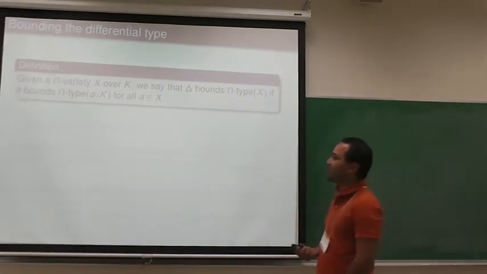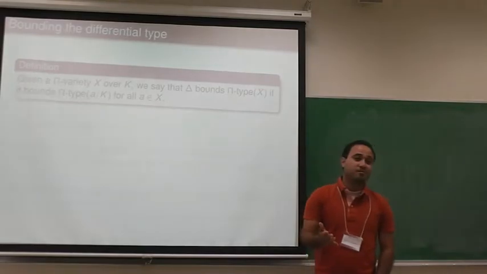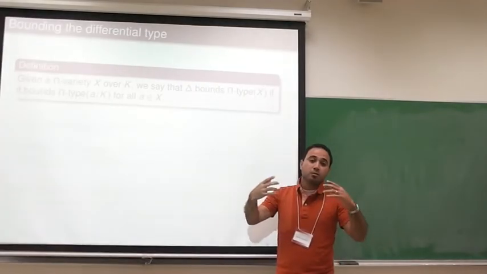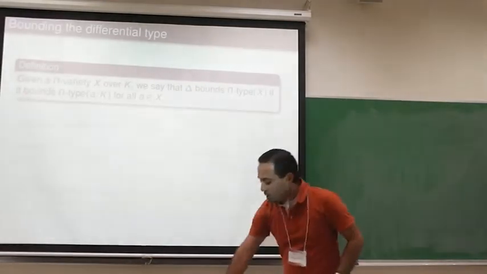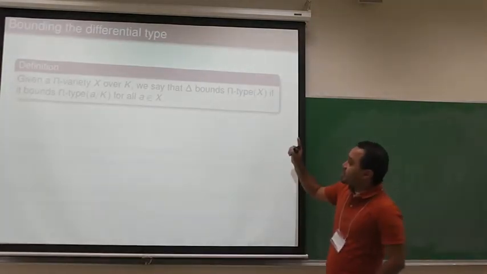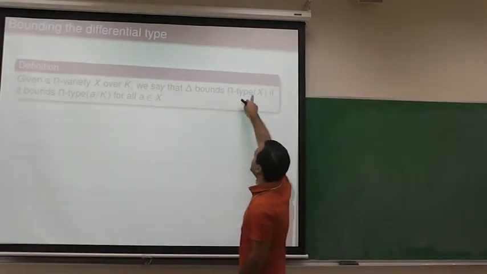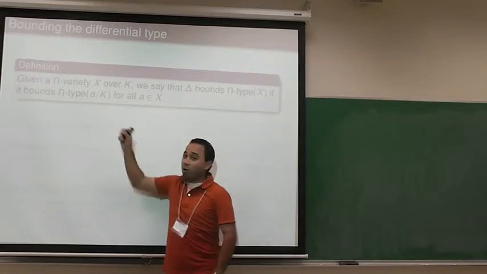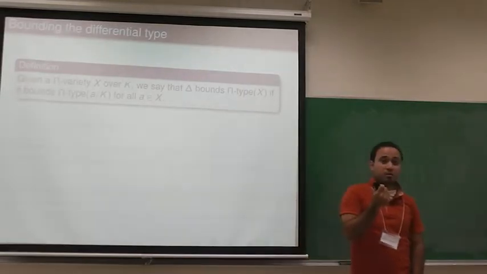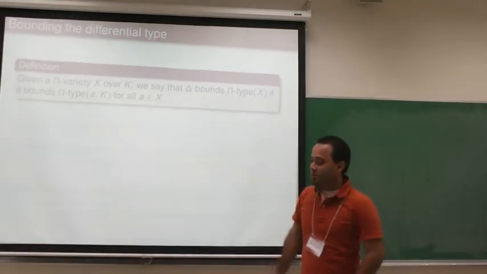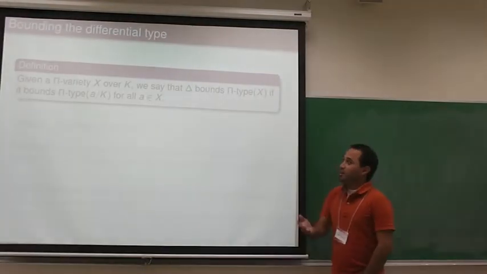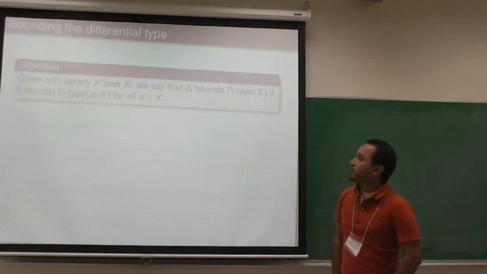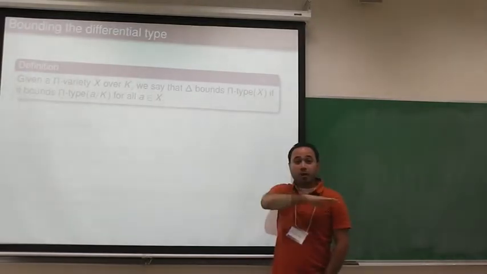Okay, so this was about tuples. But what if I take a differential variety? Again, remember, a differential variety for me is just taking some system of differential equations and looking at the solutions in some differential field. That's all I'm thinking about. Now, I'm going to say that this delta bounds the differential type of the differential variety if it bounds the differential type of each element in the variety. You have to go through all the points in the variety, of which there might be a bunch, or maybe finite, because I'm working in this differential field. But I need to find a single delta which bounds all of those points.